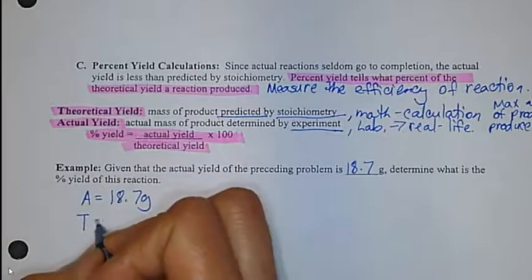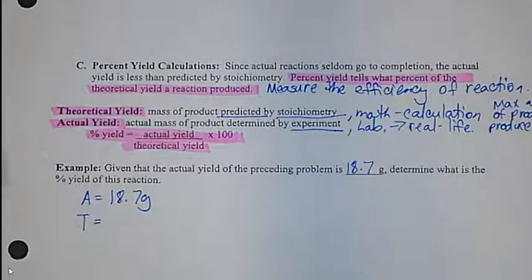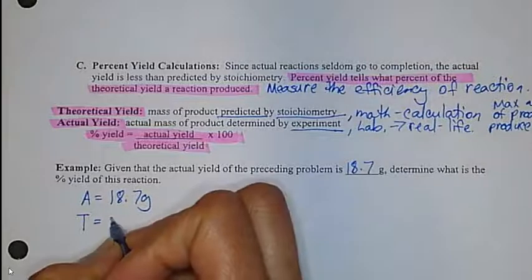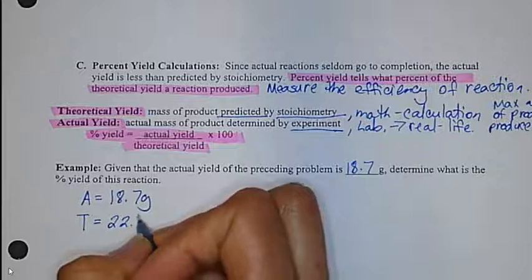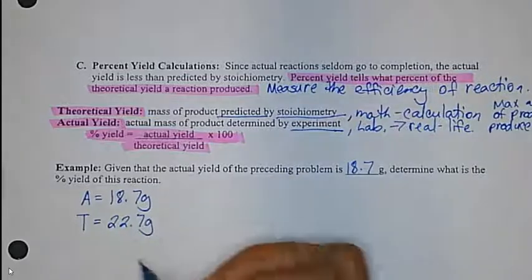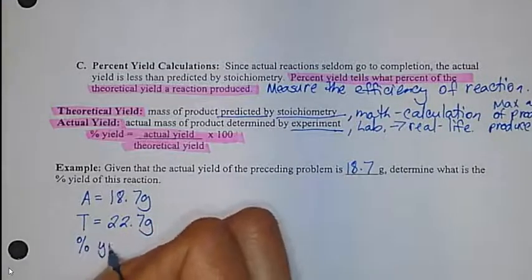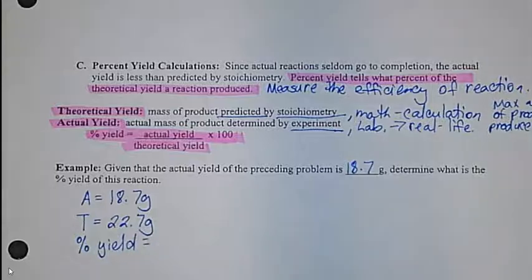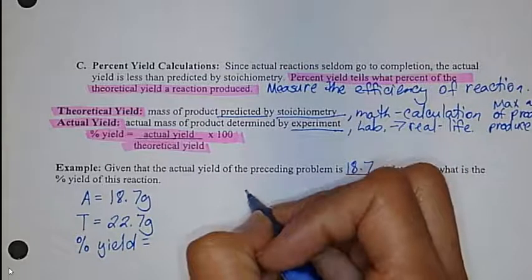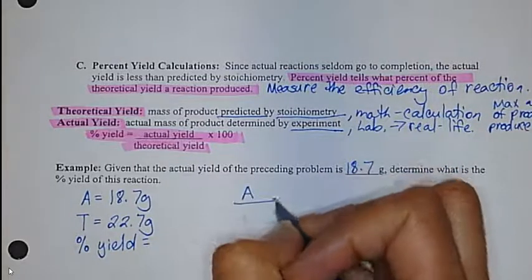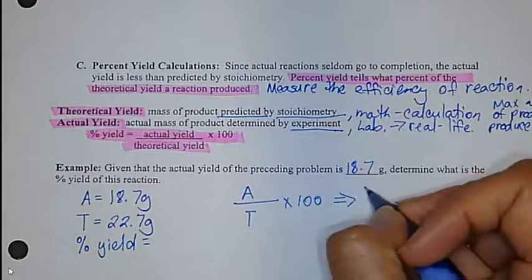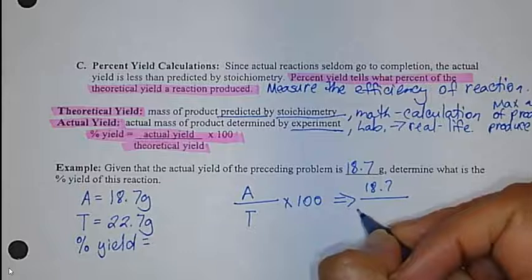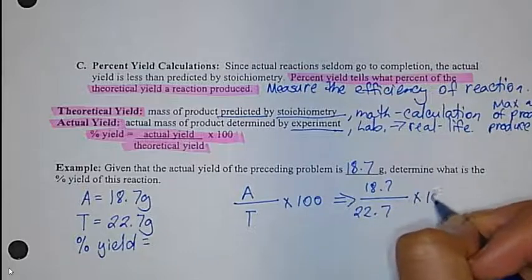In the previous problem, go back and look at your notes for limiting reactants, but the theoretical yield that you determined from that equation was 22.7 grams. And you want to determine the percent yield. So this is a pretty easy problem. Remember that the percent yield is actual divided by theoretical times 100. So this is 18.7 divided by 22.7 times 100.